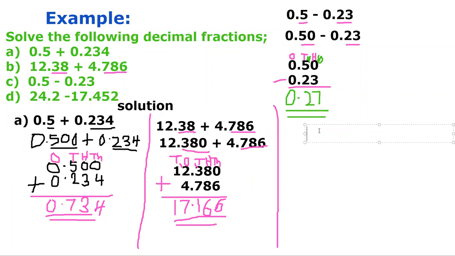Now let's solve the other one here. Now the D, which is 24, because it's a whole number, so you need to mention them together. So that is the 24.2 minus 17.452.